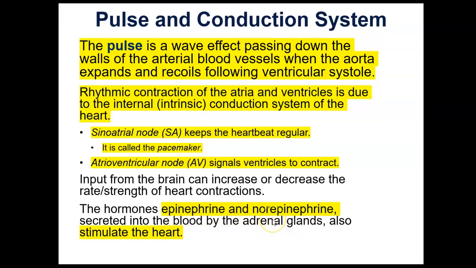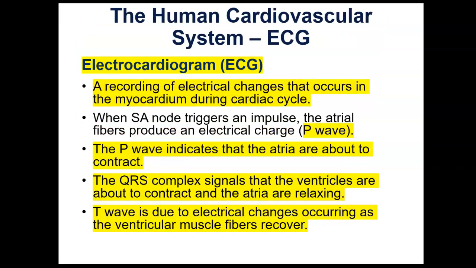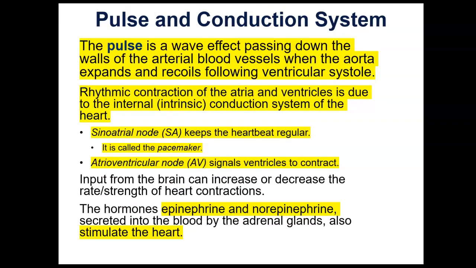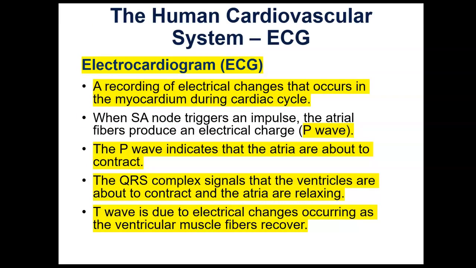There are two hormones that help to regulate heart rate by stimulating the heart, causing it to beat faster and causing it to contract with more force. And they're called epinephrine and norepinephrine, also known as adrenaline and noradrenaline. And they're actually produced by the adrenal glands, which sit on top of the kidneys.